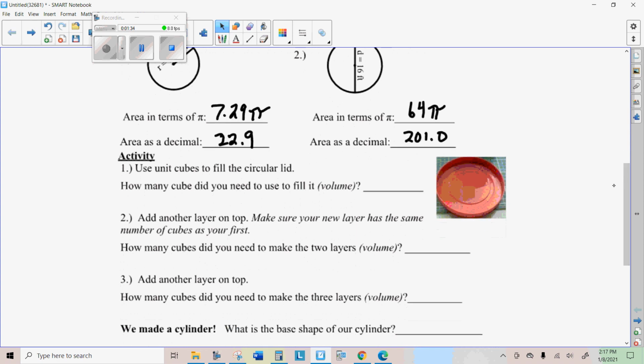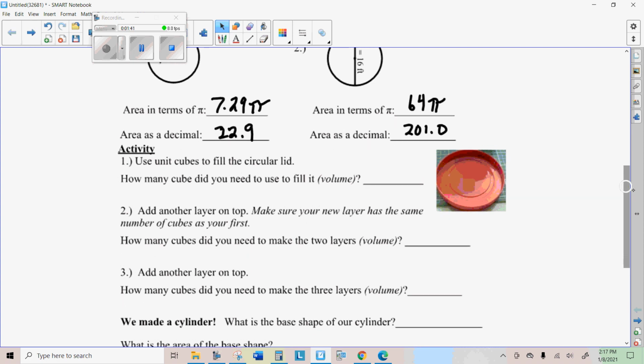Okay, so we're not going to be able to do this activity, are we? Because we don't know how big it is. Let's do this instead, you guys. I'll see if you can answer these questions. I'll actually put a dimension in here. Let's say this is 5 units radius. Now you guys figure out how many cubes you would need to fill it.